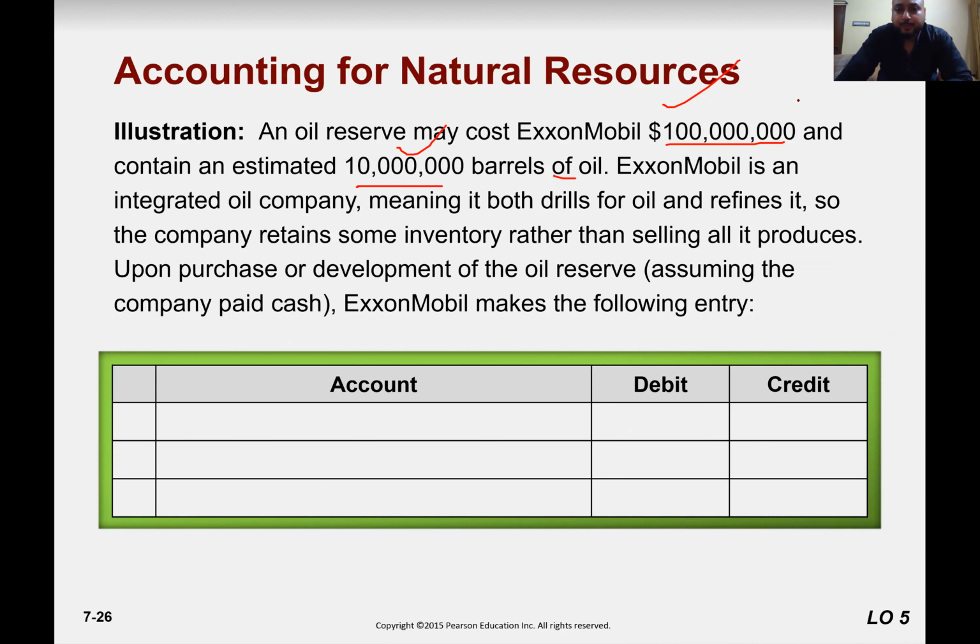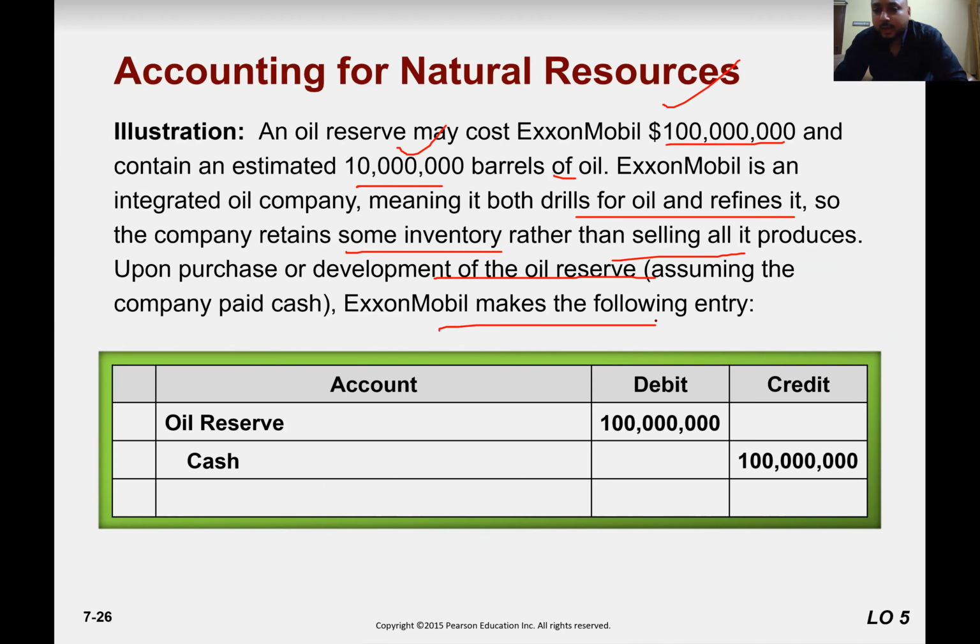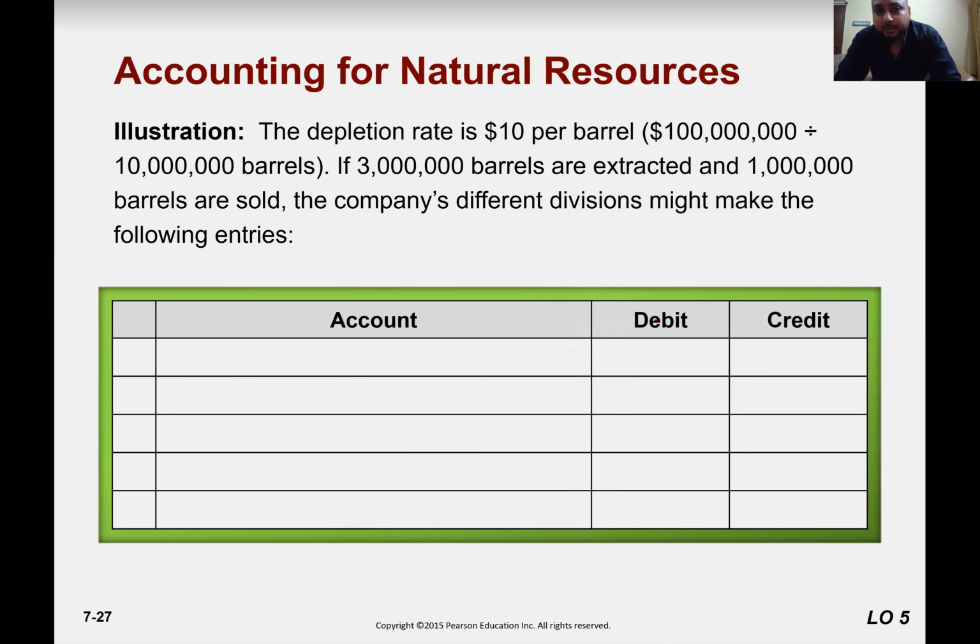Simple. ExxonMobil is an integrated oil company, meaning it both drills and refines. So the company retains some inventory rather than selling it. Upon purchase or development of the oil reserve, what will be the entry? The entry is simple: oil reserve to cash. You purchased the asset, so asset increases, and you pay the cash. For capacity, there is no entry. It is used for depletion purposes.